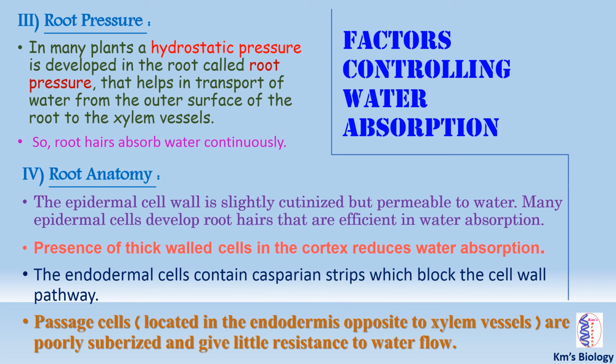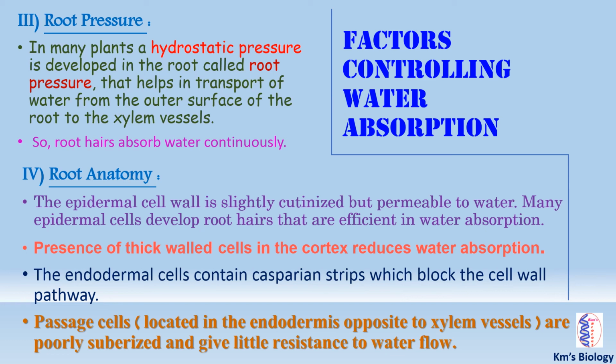The third internal factor that controls water absorption is root pressure. In many plants, a hydrostatic pressure is developed in the root, called root pressure, that helps in transport of water from the outer surface of the root to the xylem vessels. So root hairs absorb water continuously.